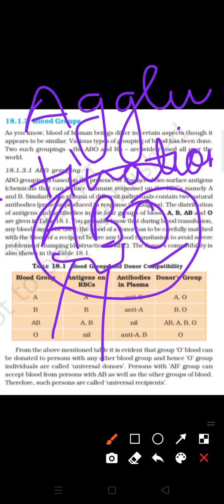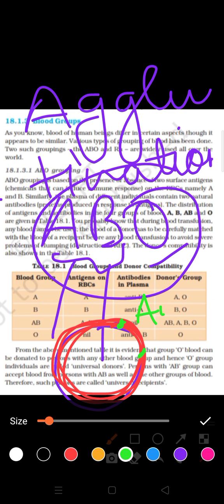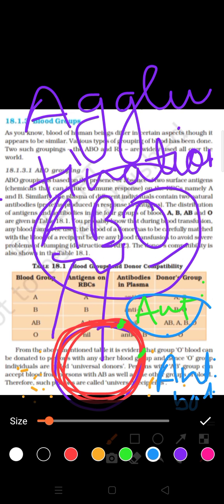Suppose this is the RBC, and the RBC's surface has some proteins, and these proteins are known as antigens. This is about the RBC. But you know, plasma is also present in the surroundings. In this plasma, antibodies are present. So antigens are known as agglutinogens, and antibodies are known as agglutinins.